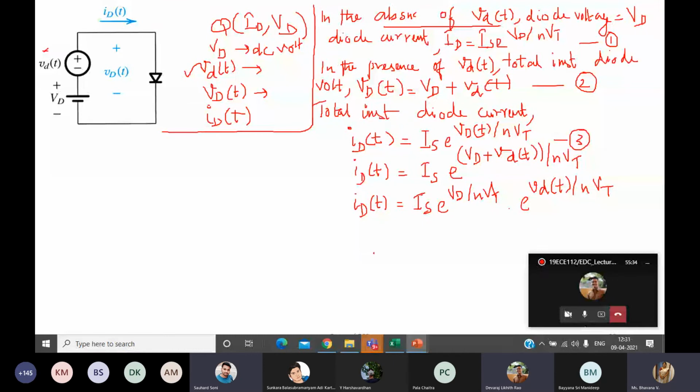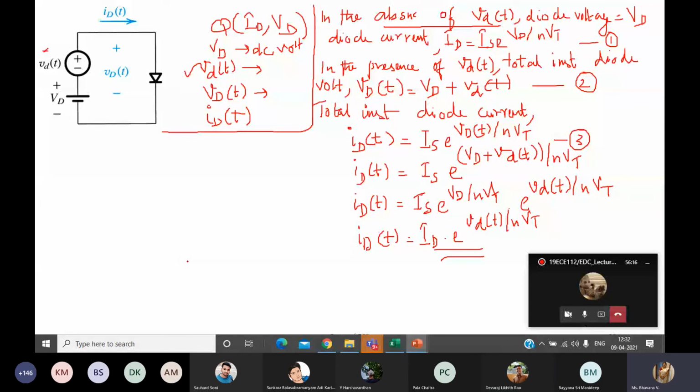Yes or no? Yes, ma'am. So iD of t is equal to, what is this first term? Diode current, capital ID. So capital ID into e power small vd of t by nVT. Next we are going to do some approximation. Till this, is it clear for you? Yes, ma'am.